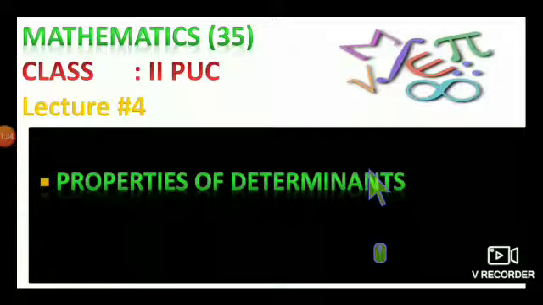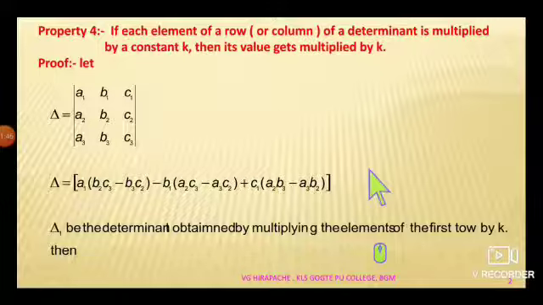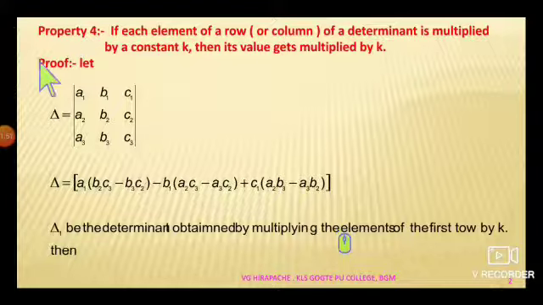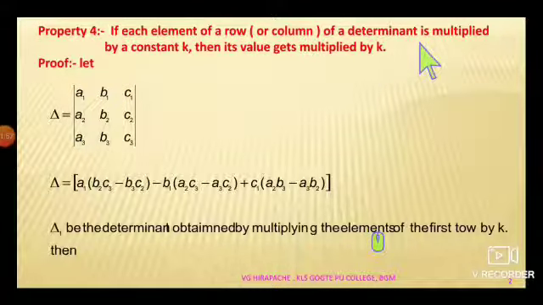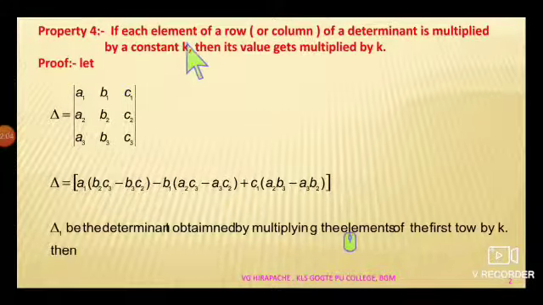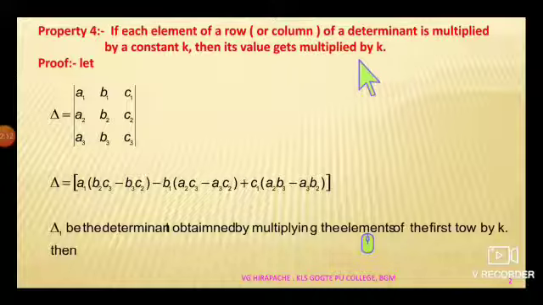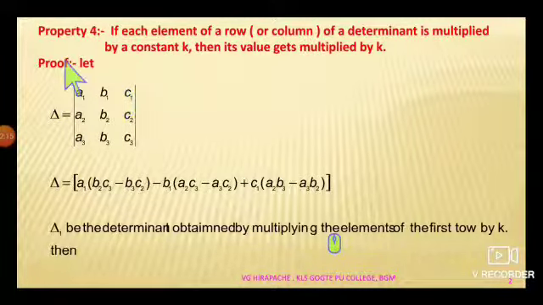Now today we are going to study a few more properties which are important for solving the tedious examples on determinants. Let me begin with the fourth property of a determinant. If each element of a row or column of a determinant is multiplied by some constant k, then its value gets multiplied by the same constant k. Let me verify this property.